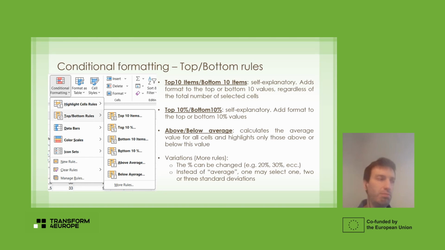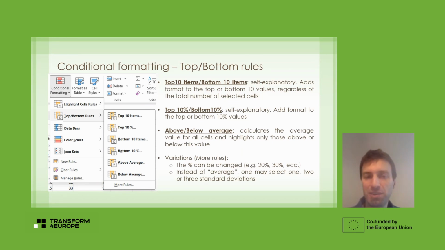So like the outliers. Do you have a list of sellers, for example, and you have their performance? You want to highlight the top 10, which are the better ones, to give them a promotion, or you want to highlight the worst seller of all your company because you want to fire them. You can actually do that by simply selecting the top 10 items or bottom 10 items. Very similar is the top 10% or bottom 10%.